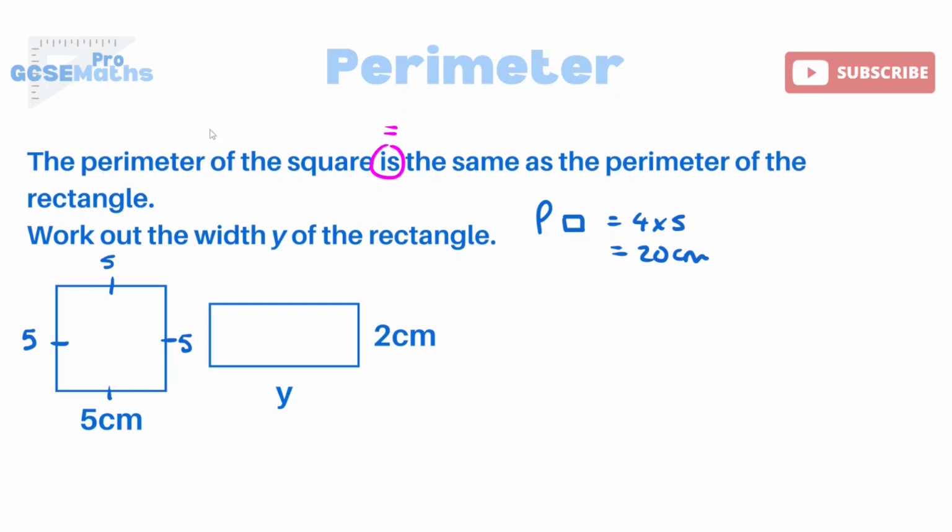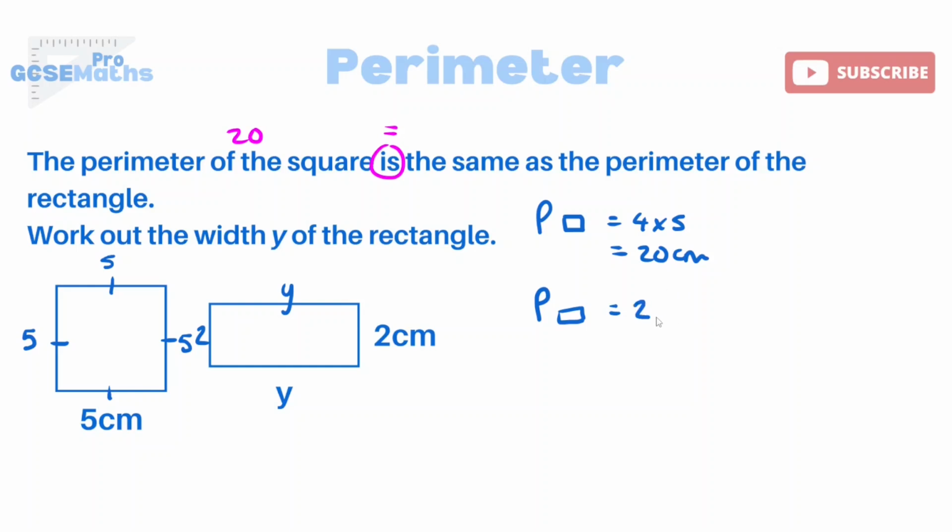Okay, well that's the left-hand side of my equation, isn't it? If you think about it like that, perimeter of the square, which is 20, equals the same as the perimeter of the rectangle. So the perimeter of the rectangle, I'm going to write it in terms of algebra. So I know that this side is obviously also 2, and that has to be also y.